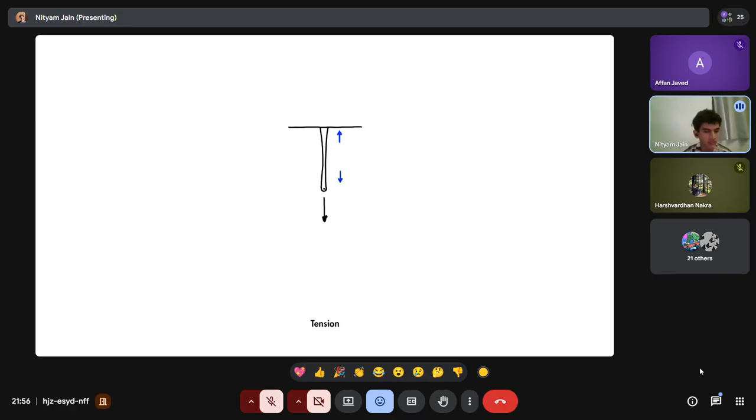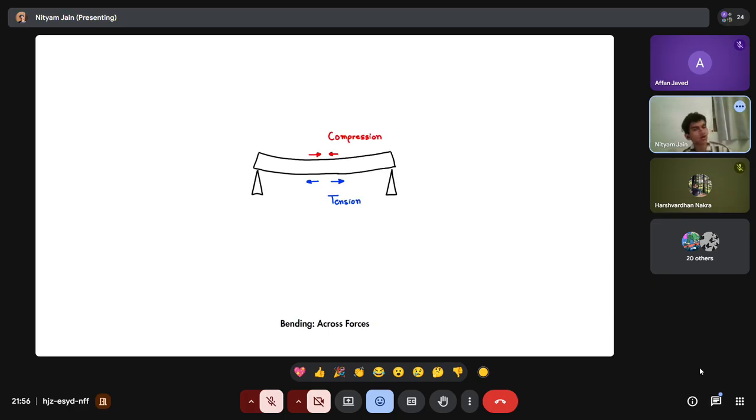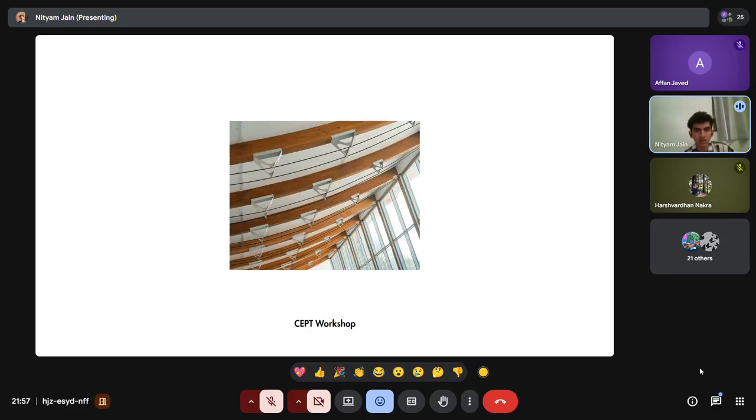There's compression and tension, which are called axial forces because they act along the axis and they allow the maximum use of the material, instead of what we see in bending, where the top member goes in compression and bottom in tension. This happens because of cross forces, because they are perpendicular to the axis of the length of the member. So bending is also called the least efficient way of transferring the loads.